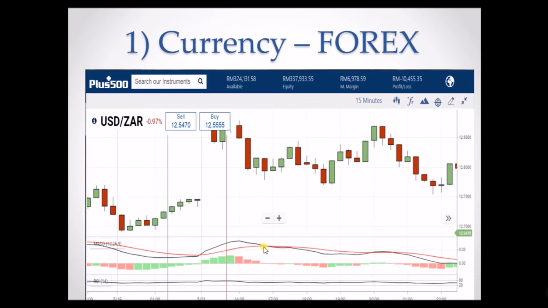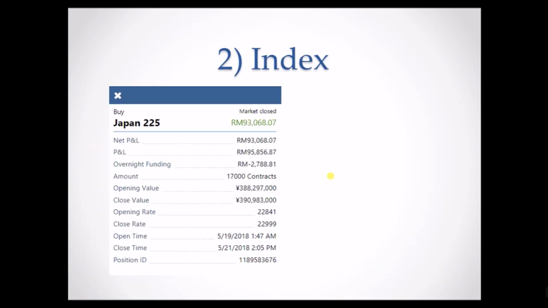21st of May around 4:45 p.m. This blue line indicates where I bought this share, and this red line indicates where I sold this share. The RSI level is considered normal when I buy this currency pair. Let's move on to index.